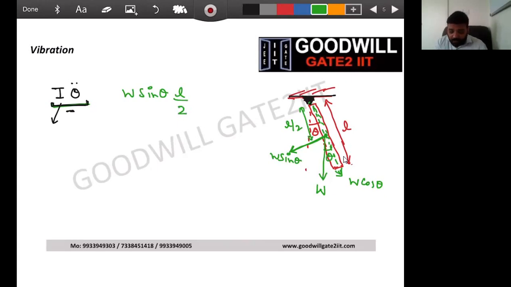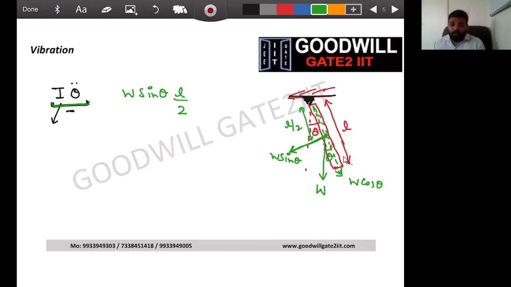Whenever there is a rotation, all these are moment terms. So what you blindly need to do is take moments about the point of rotation. First, write the I theta double dot term. Don't worry about it much. And then whatever force is present in the system, that force should create a moment about that hinge point. If it is creating one, write it. If it is not creating one, make it 0. So I'm not writing W cos theta. I have written W sin theta into L by 2.